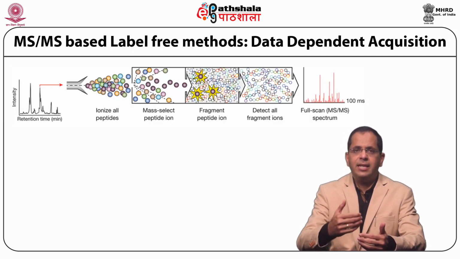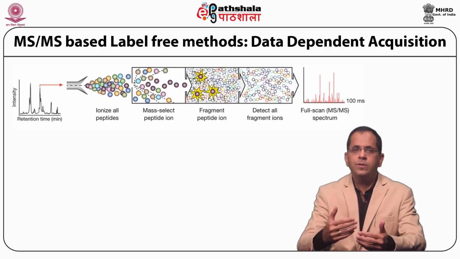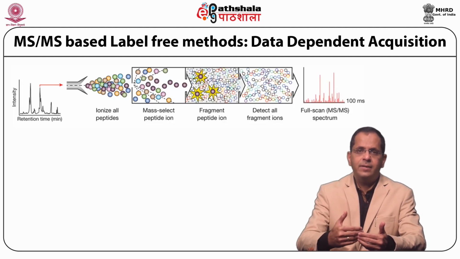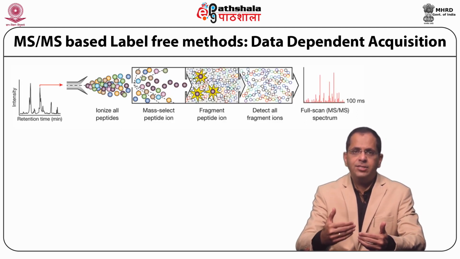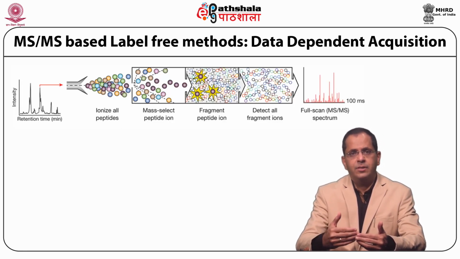The MS-MS based label-free methods, data dependent acquisition, are also called the DDA. In this method, there is acquisition of an MS survey scan for an allotted period of time, followed by precursor ion selection based on its intensity for subsequent fragmentation. The quantification relies on the assumption that in data dependent acquisition analysis, the sampling probability of a protein is a function of the protein's abundance in the sample. Quantification is done using either spectral counting or spectral peak intensities.